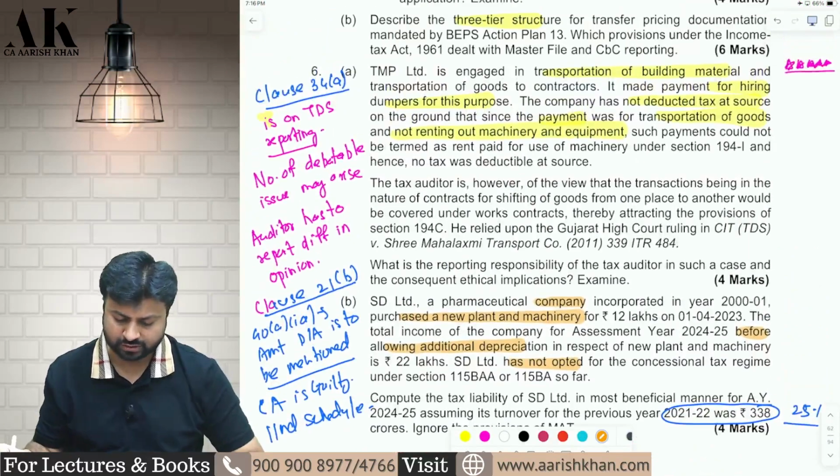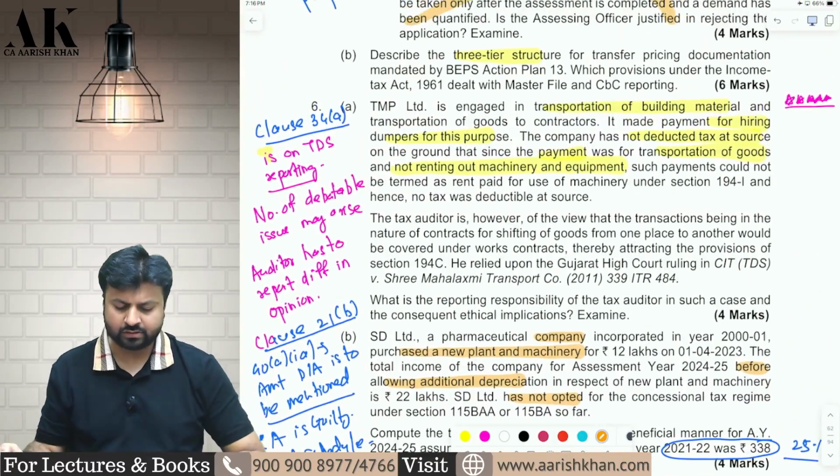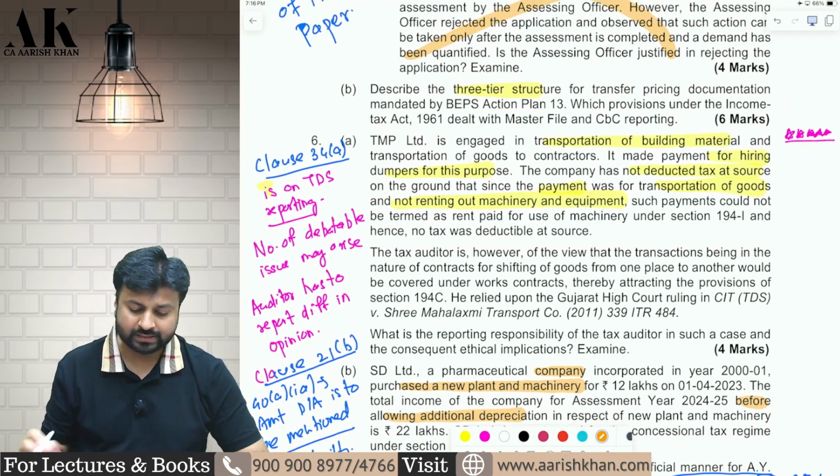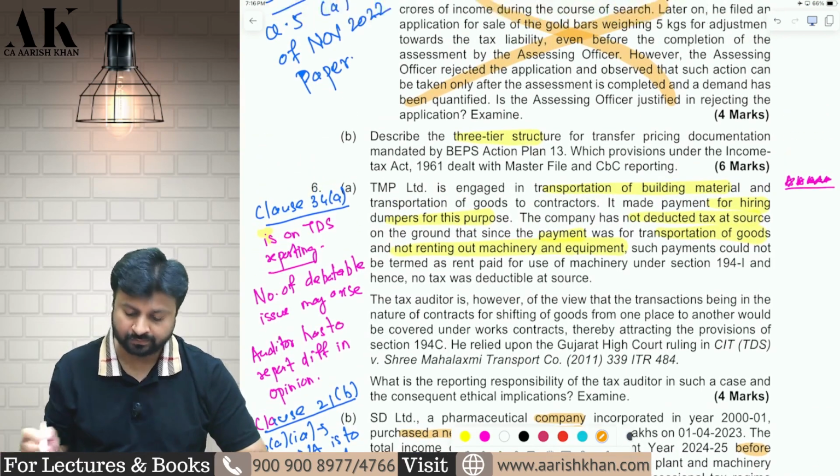Now, this is a new question. This one is also a new question. 6A is also a new question. 6B is also a new question. 6A is a very important question on tax audit report.